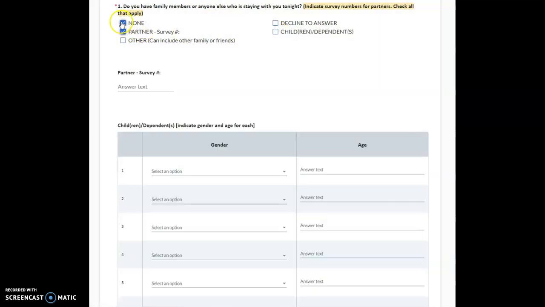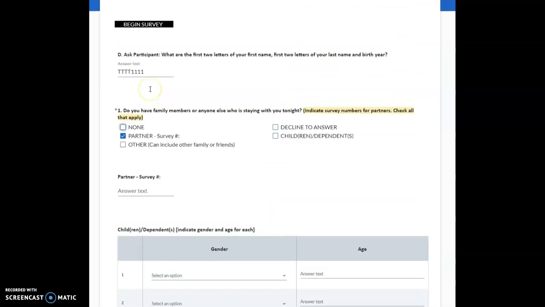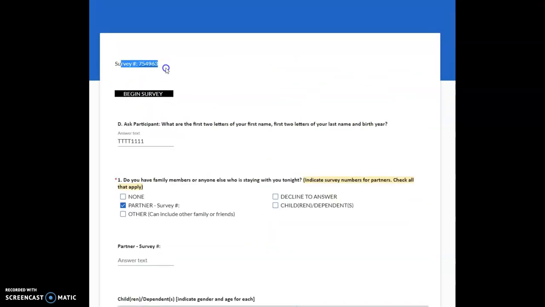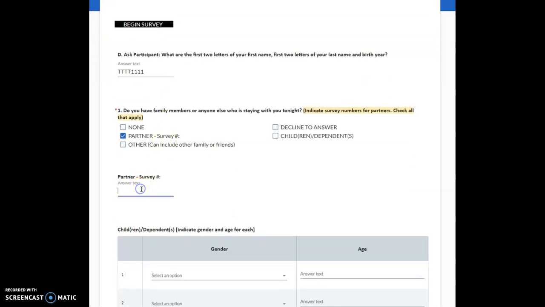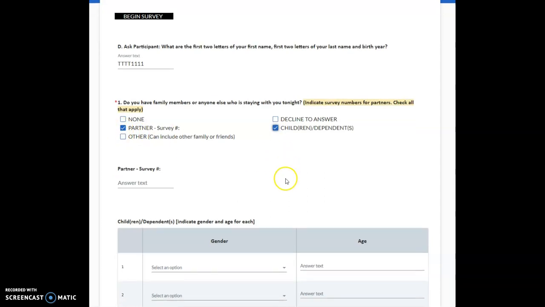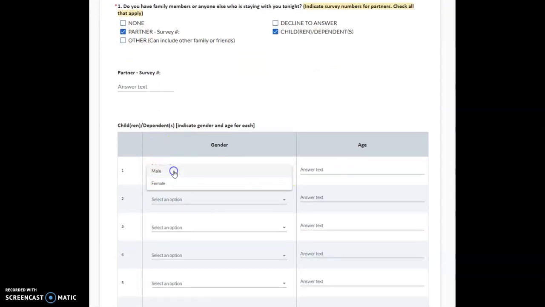And if a couple is being surveyed together, you'll want to record the survey number. So at the top of the page, you'll see here the survey number, so you can record that. And if you're completing a paper survey, on the first page of the survey, there will be a unique survey number on it that you can record there. And also, if the participant has children, then you're going to want to select the gender of the children and the age.